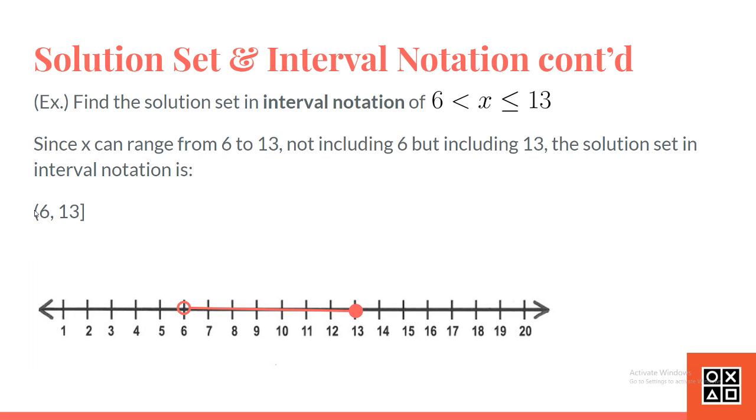So as you can see here, the parenthesis represents the starting number that is not included, not including 6, but the bracket next to 13 means that the ending number, which is 13, is included, right? So on a number line, that would be an open dot on the 6 and a closed dot on the 13.